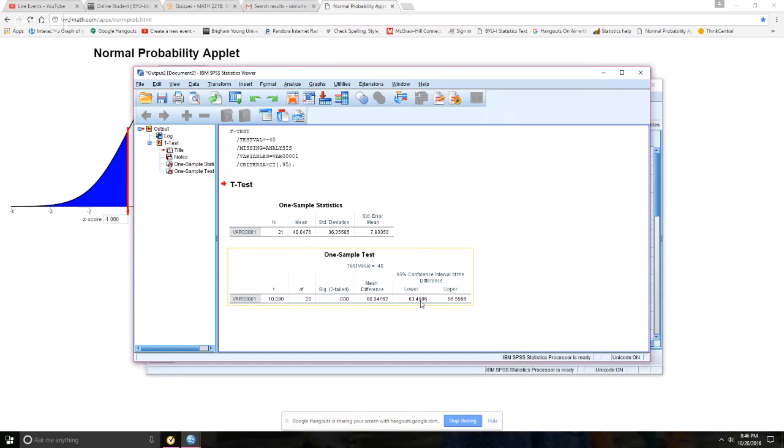63.49, which you have to round to one decimal place, so it'd be 63.5. Is that for the upper limit or the lower limit? Oh, excuse me, that's for the lower limit. 63.5 is the lower limit.